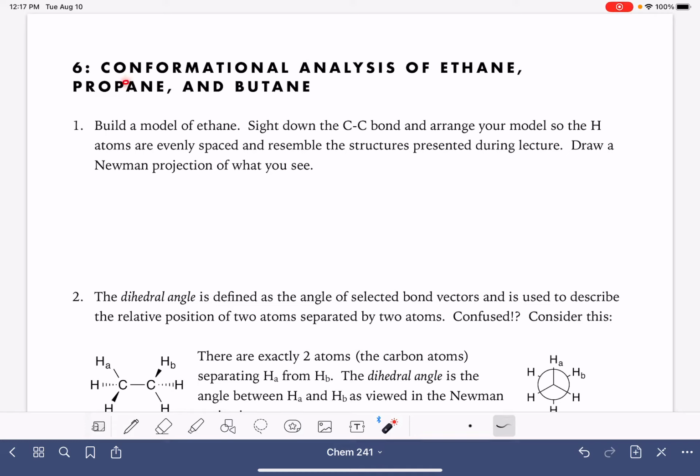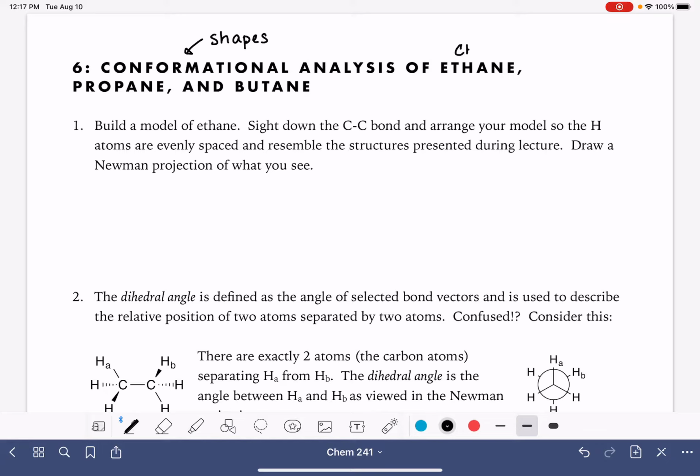This worksheet is going to deal with the different conformations of ethane, propane, and butane. Conformation is just referring to the different shapes that a molecule takes while it is rotating around its single bond. So it's just different shapes.